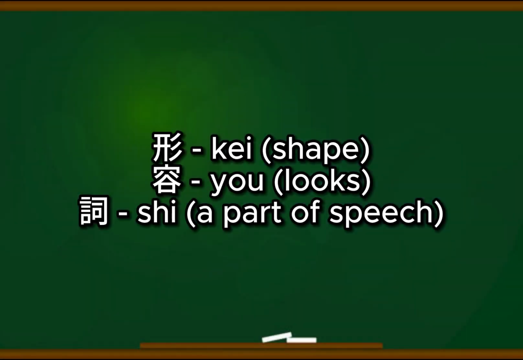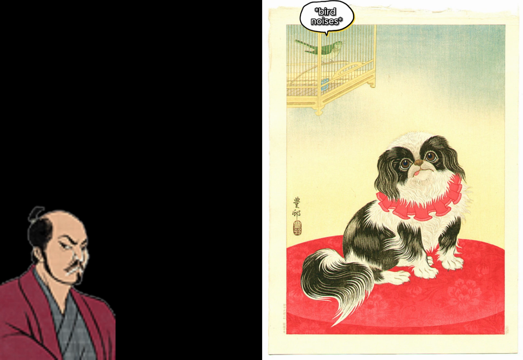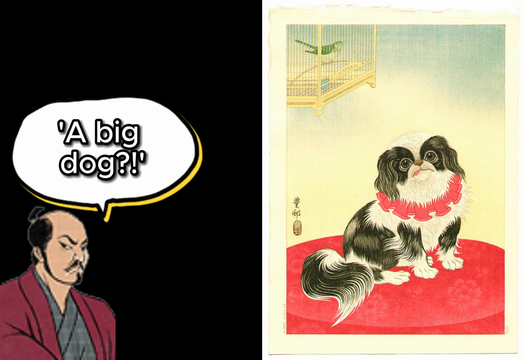Keiyoshi. This is made up of kei, meaning shape, yo, meaning looks, and shi, which means a part of speech. These three kanji together mean something like the part of speech which tells you what the shape looks like. This is rather logical, as an adjective describes a noun. It tells you what the shape of a noun looks like in a way. By telling you it is a big dog, you understand the shape of the noun, which is dog.